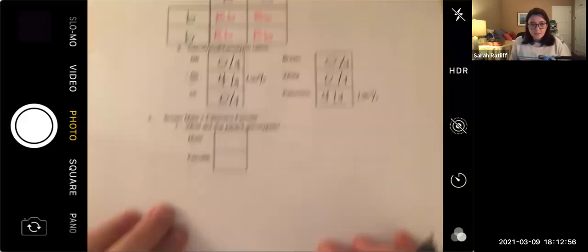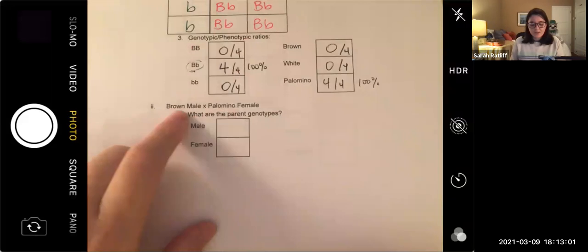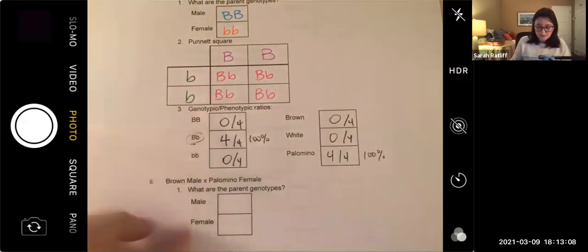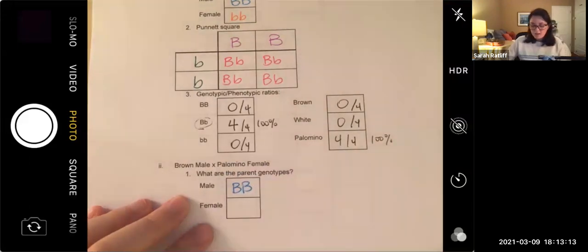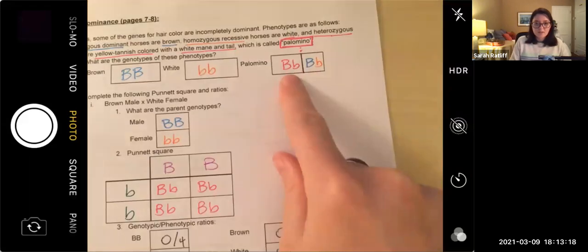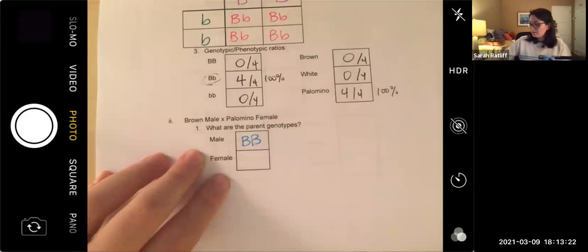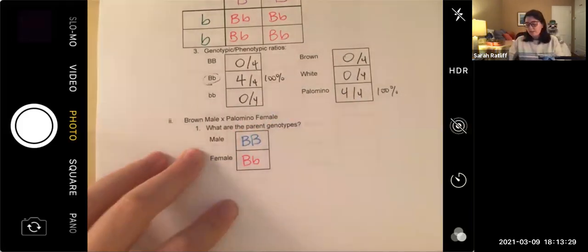All right, next up, we're going to cross a brown male with a Palomino female. Brown male means big B, big B. I'm going to use the same colors as before, which means blue, big B, big B. And our female, this time, is going to be the Palomino, this heterozygote. That one went pink. 1 of each are heterozygote.